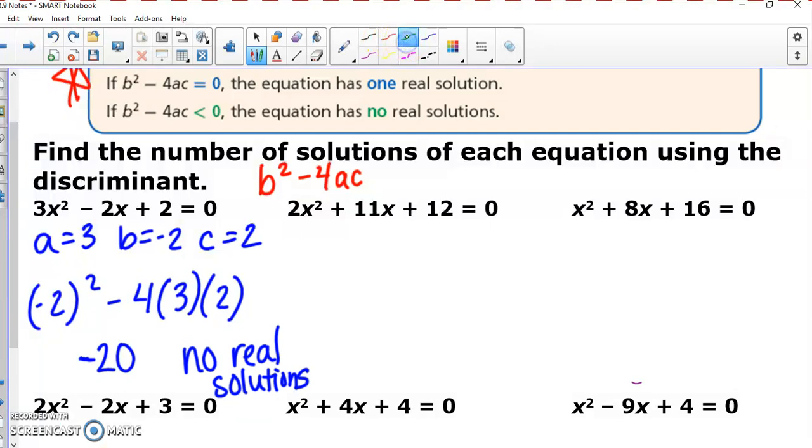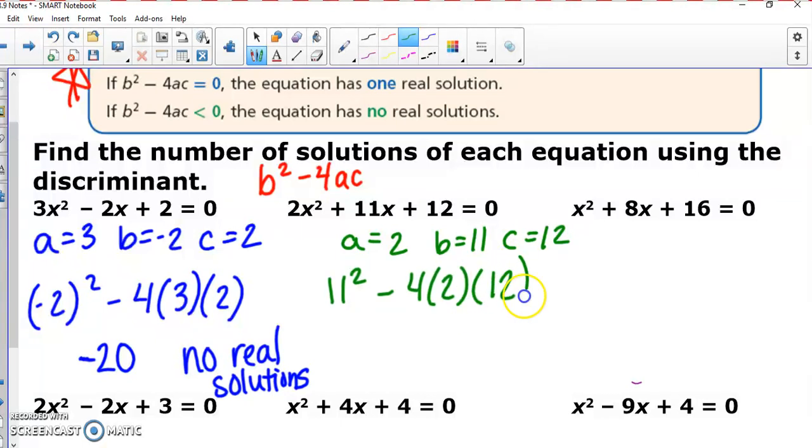Okay, on this next one here, I'm going to do the same thing. Make sure my equation is set equal to 0. Identify my A, B, and C values, and then plug it into the discriminant. So I'm going to go b squared, 11 squared, minus 4 times A times C, plug all that into my calculator, and I should get 25. So since this is a positive number, then I would have 2 real solutions.